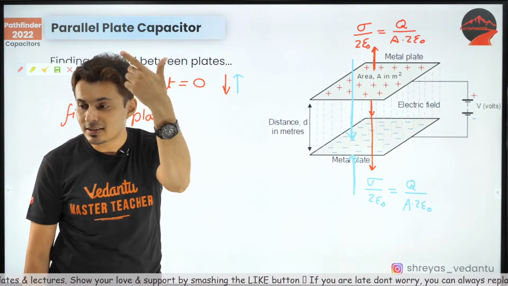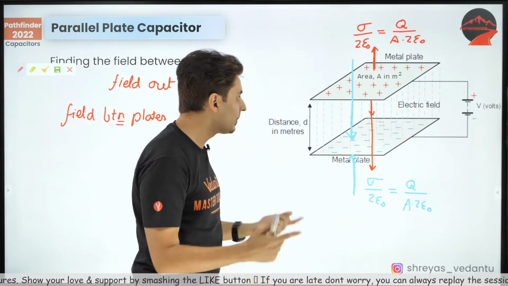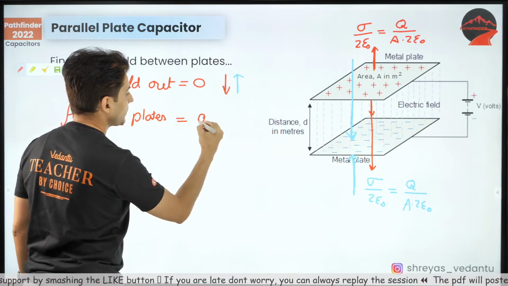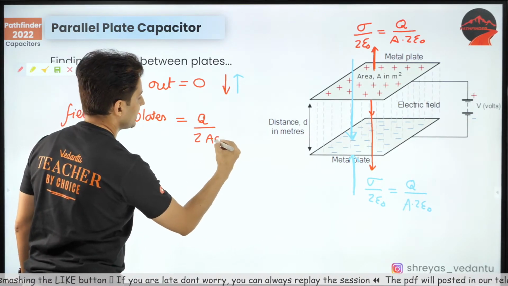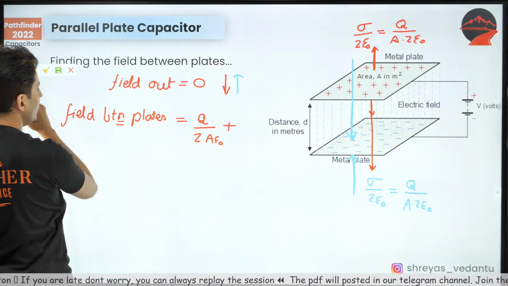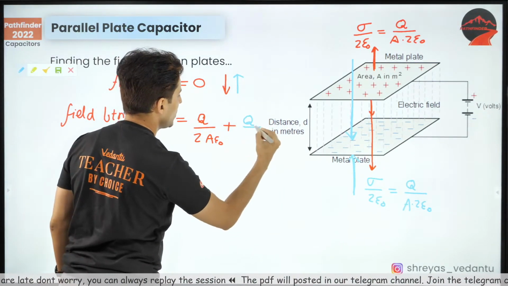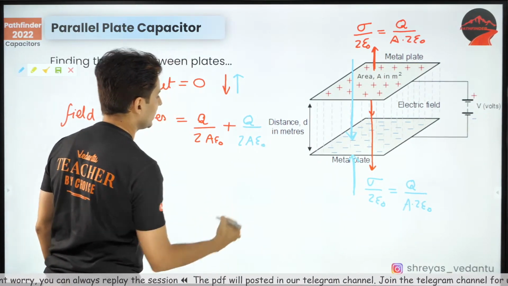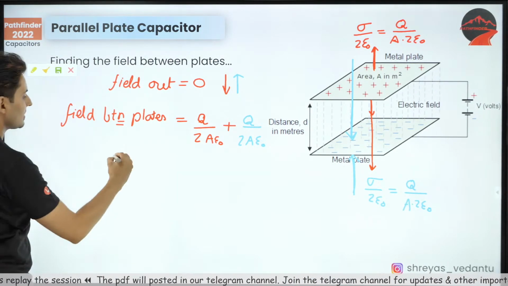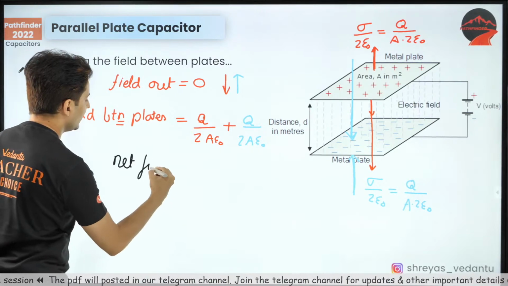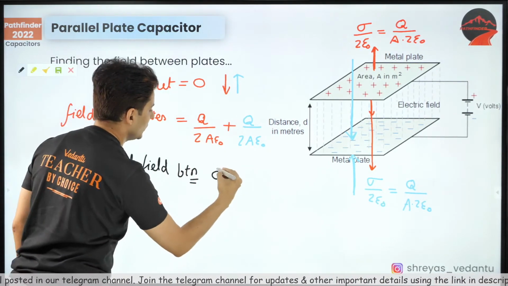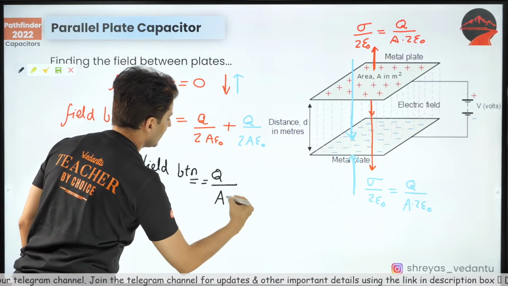Exactly, think about it. It's going to add up. Beautiful, it's going to add up. And what will be the answer? It will be Q by 2A epsilon naught. The red one plus the blue one, which is again Q by 2A epsilon naught. So what are you going to get? Half and half is 1, guys. So hence the net field in between is just going to be Q by A epsilon naught.